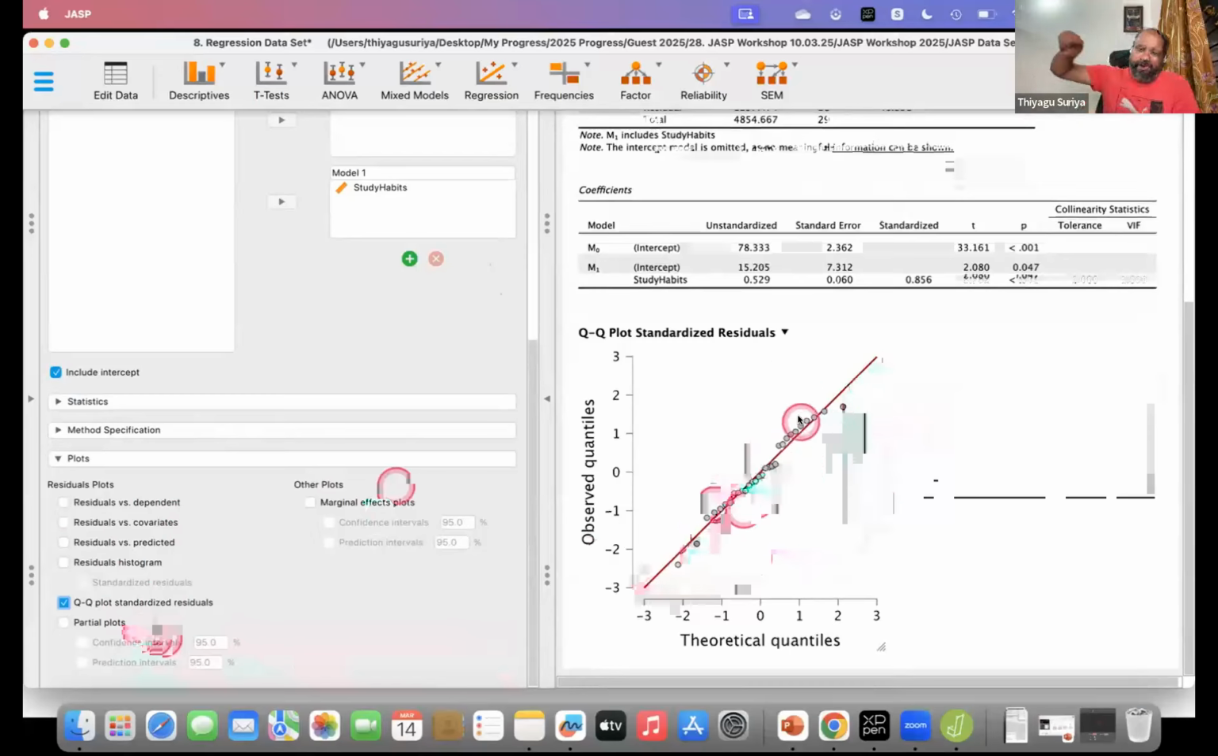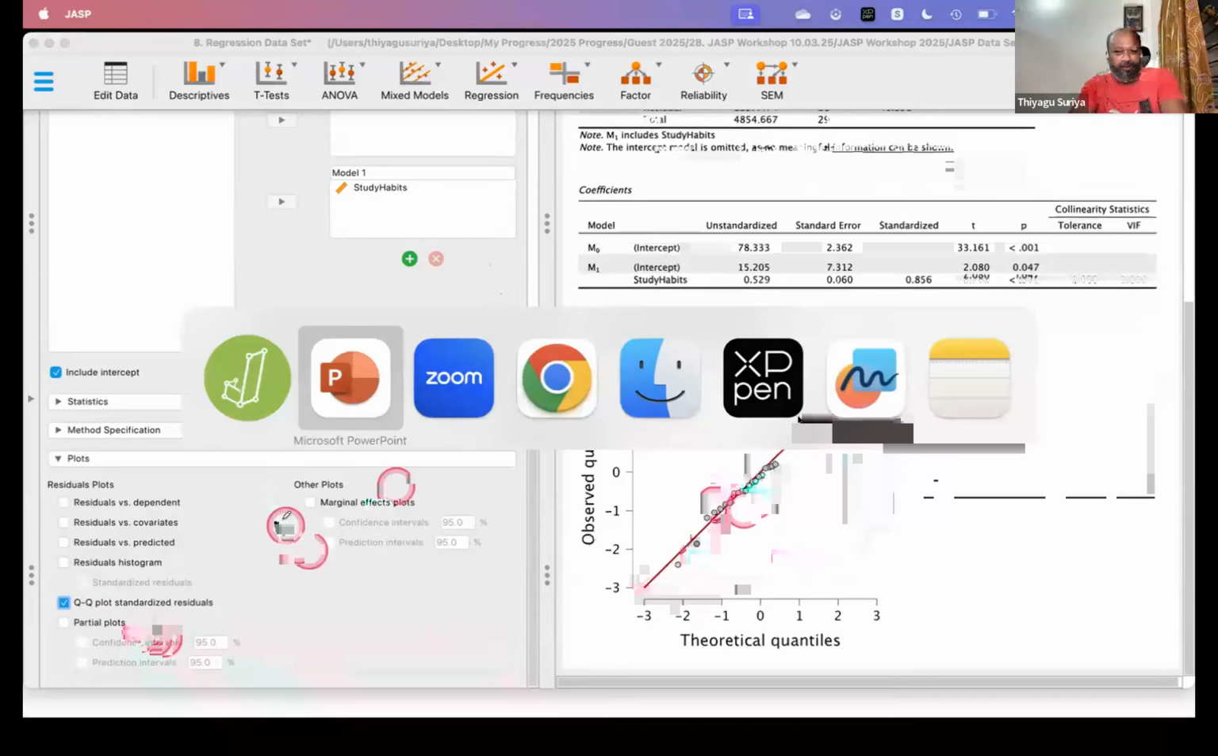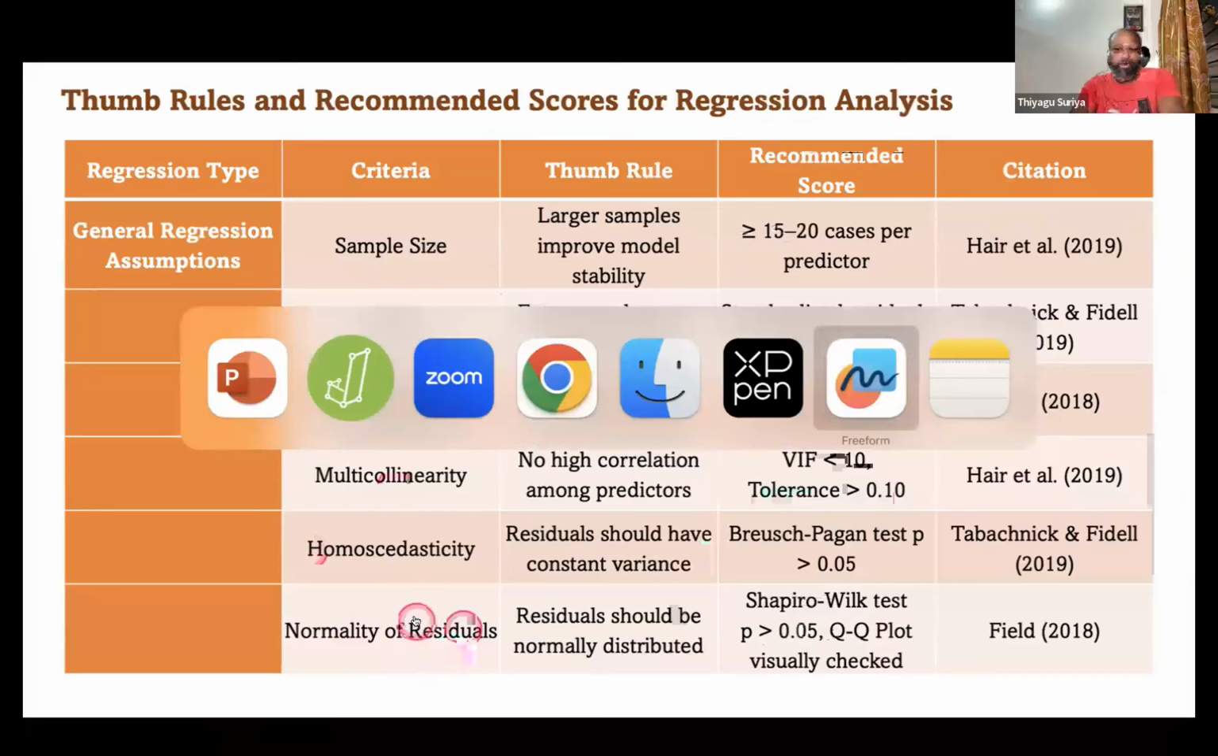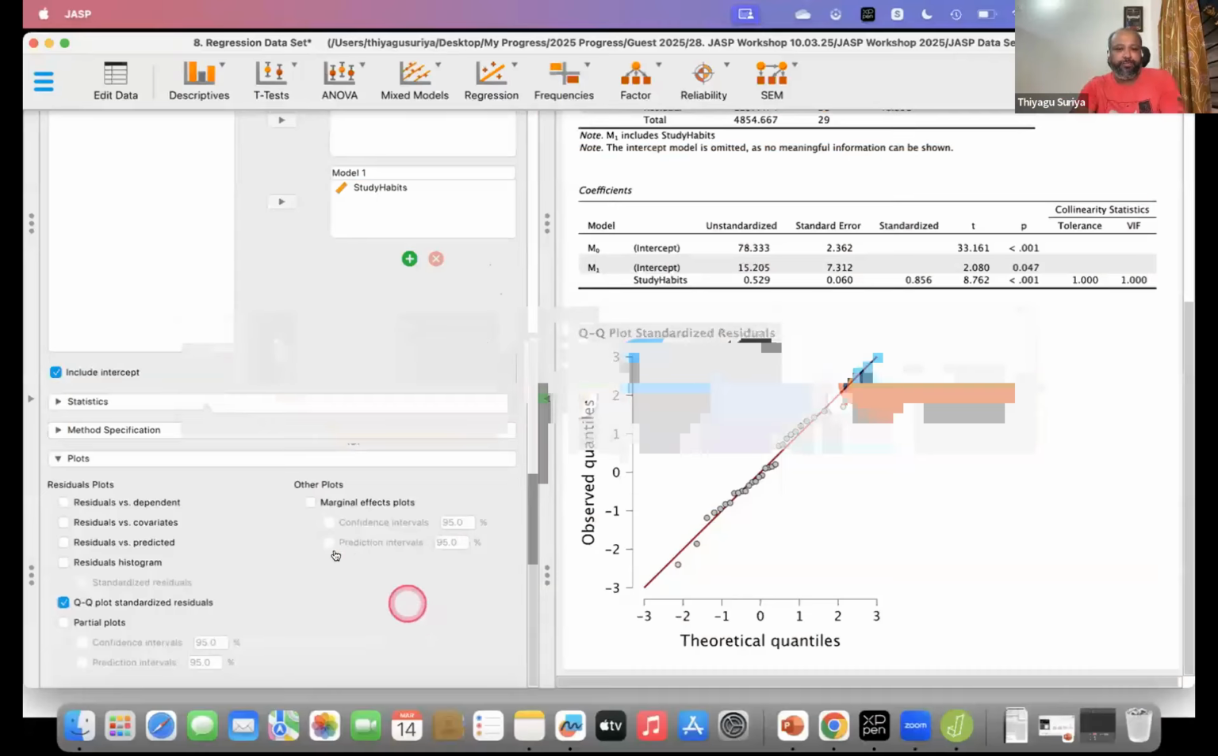How is it normal? Because most of the data lie on the diagonal only. Therefore, it is also satisfied. Normality is also satisfied, right? So now I'm just going back.